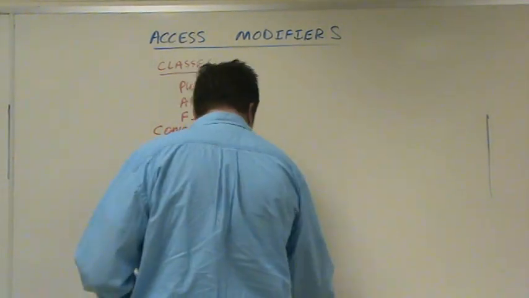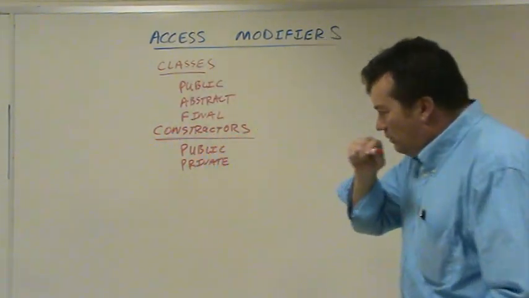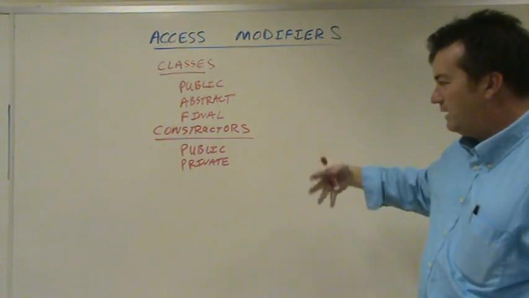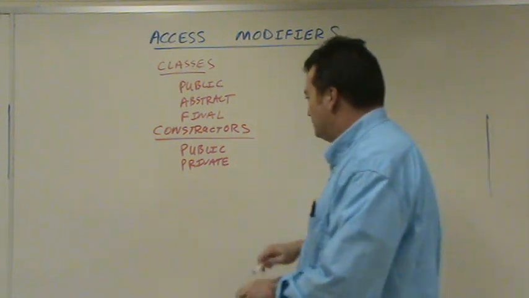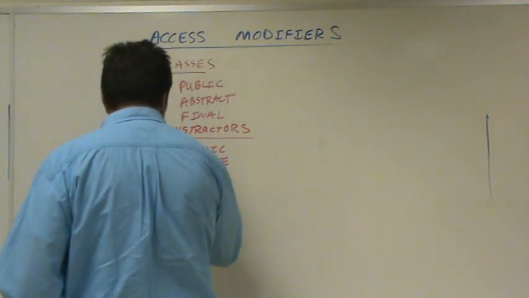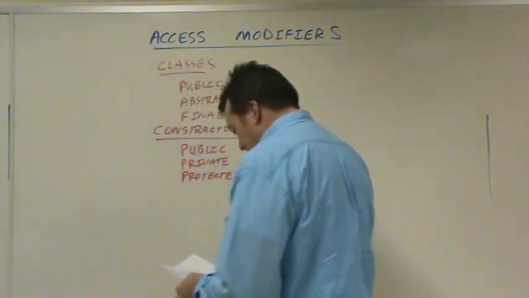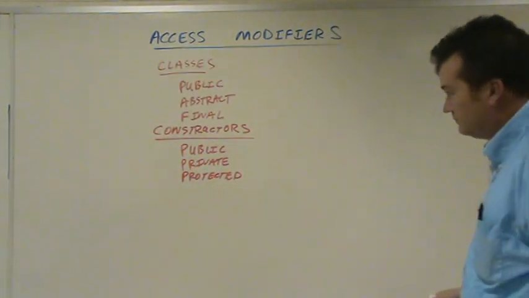And then similarly, because we might want to keep it private so nobody can create one, but we may be inherited from, so we might also want to have a protected constructor. That's possible with constructors.